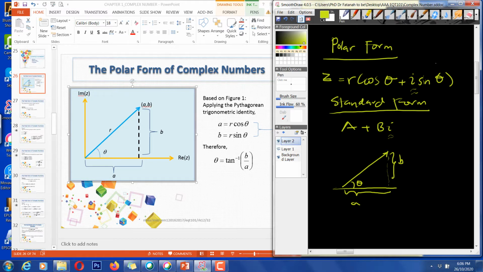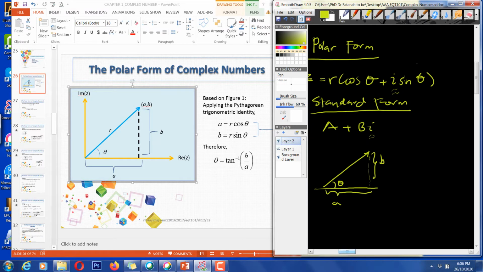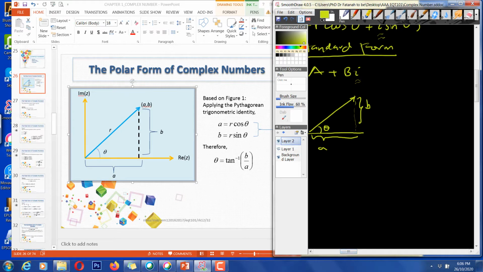So we know that sin theta is equal to B over R. R is the hypotenuse. Now we need to know what B is. From this formula, B is equal to R sin theta. And A we can get from cos theta. Cos theta is equal to A over R, so A is equal to R cos theta.